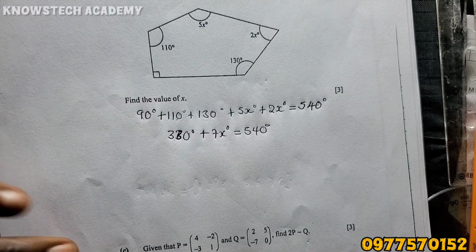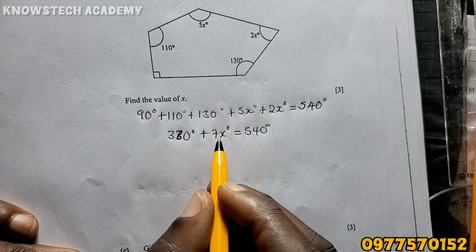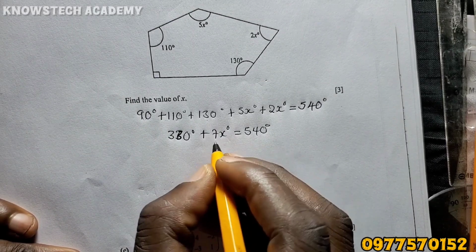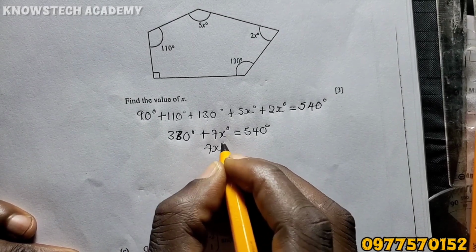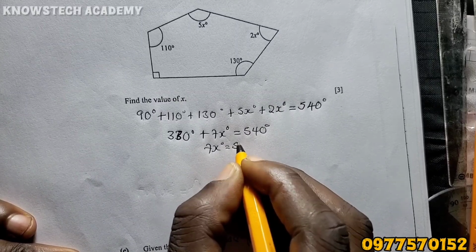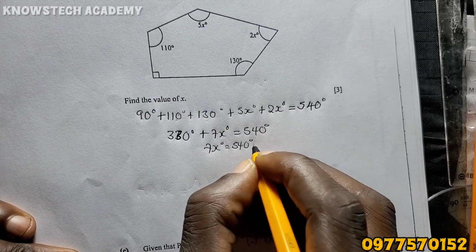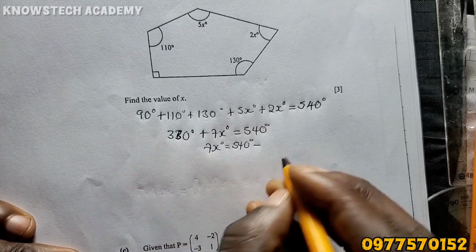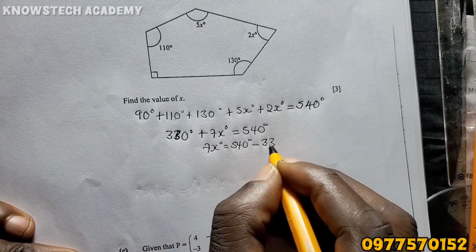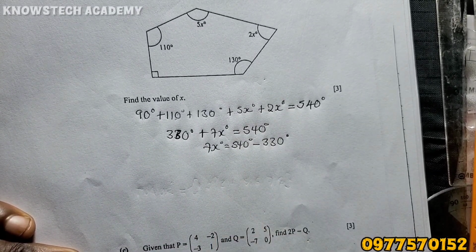Okay, this mathematics is sweet. So here we collect the like terms. We're going to leave 7x this side, equal to 540 degrees. Then this one will cross the equals sign and become minus, since it is positive, and it will be 330 degrees as well.